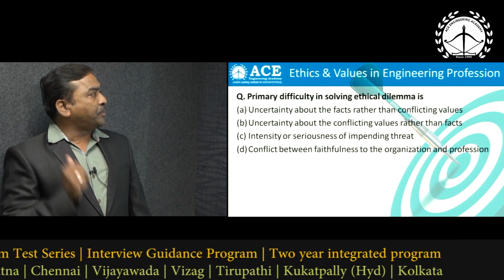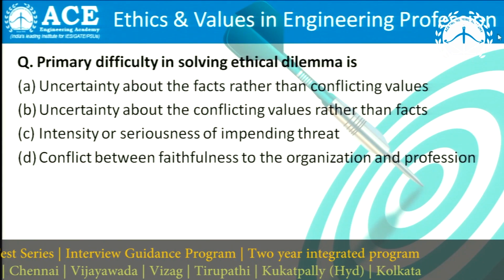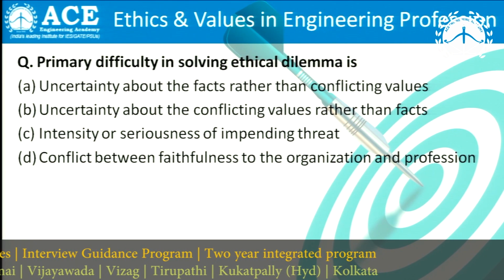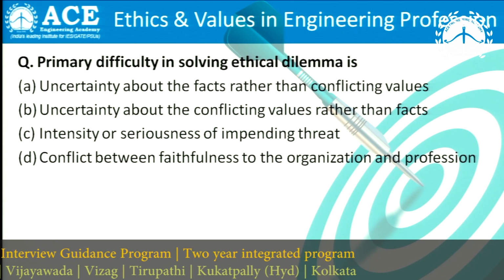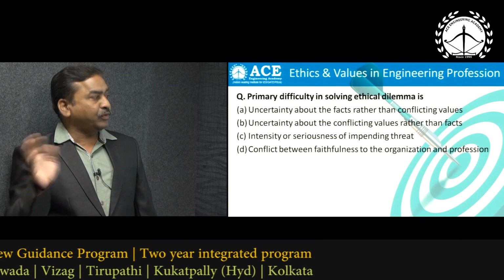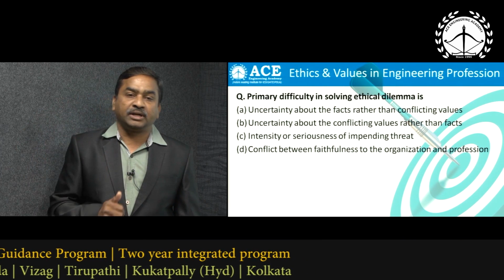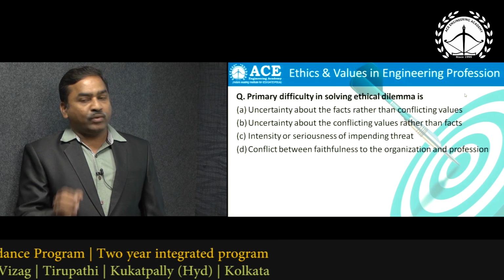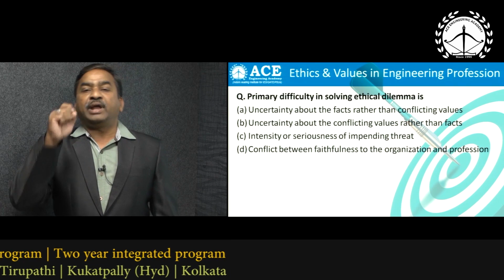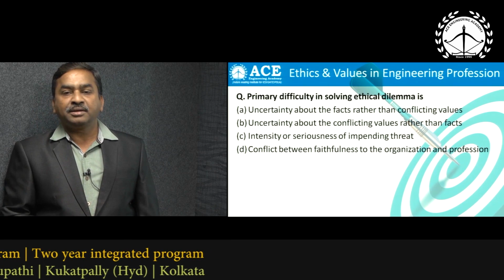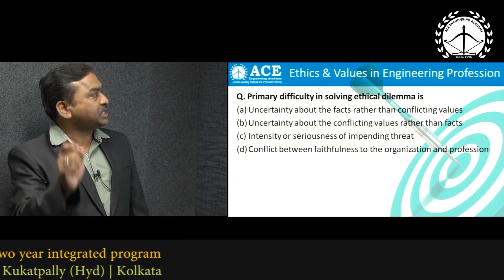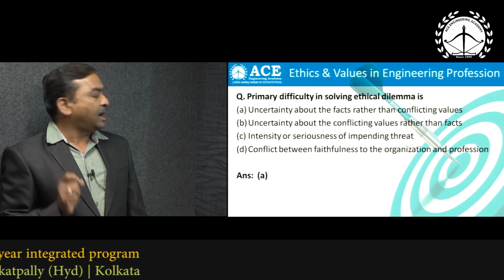Primary difficulty in solving ethical dilemma is uncertainty about the facts rather than the conflicting values. Uncertainty about the conflicting values rather than the facts, the inverse of the first is given. Intensity or seriousness of impending threat, conflicting between faithfulness to the organization and profession. As you can see, again this question is very simple to answer. When do we face dilemma? When there are no facts known about the issue. When we are not clear of the issue, we are in confusion. So, the first statement is the answer.